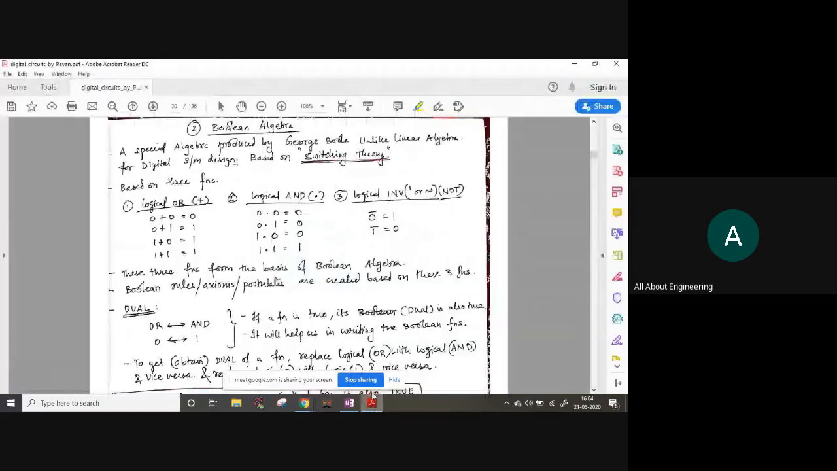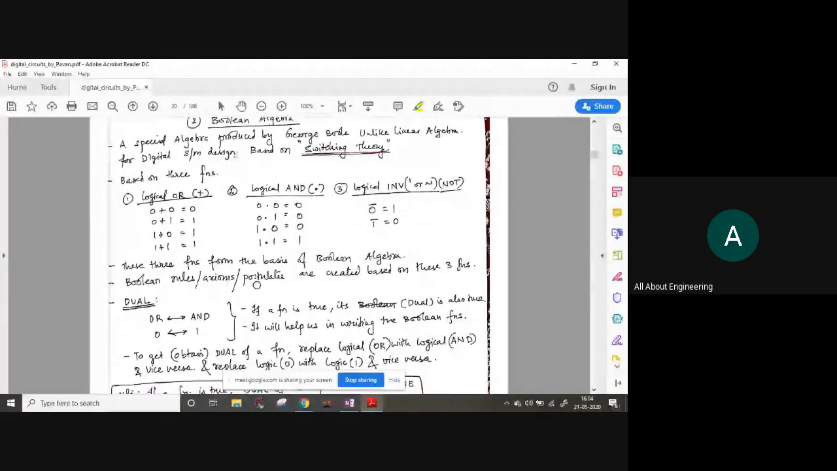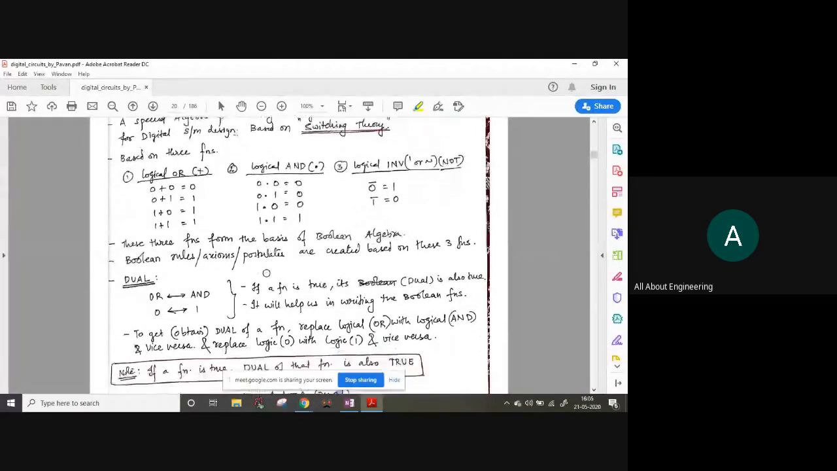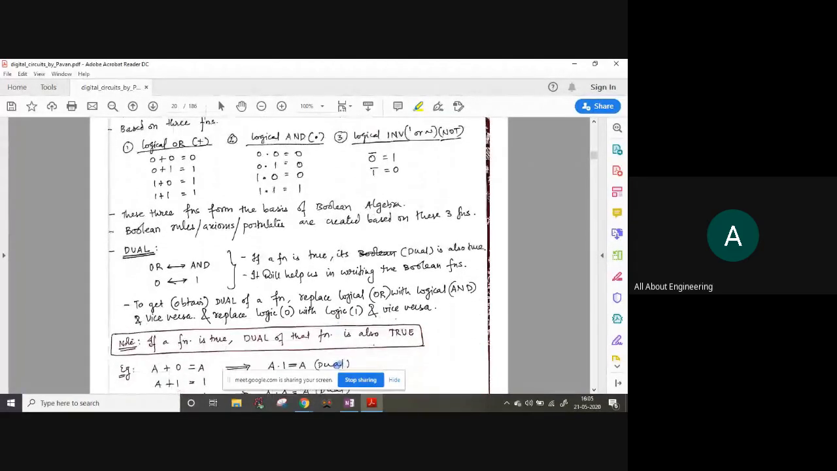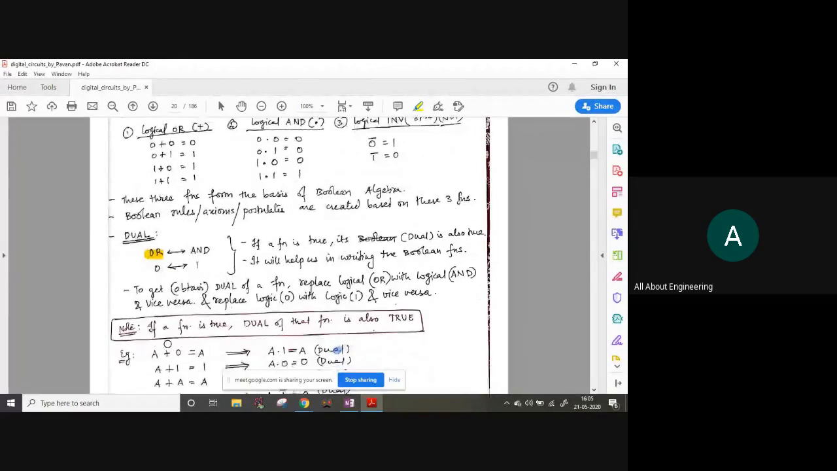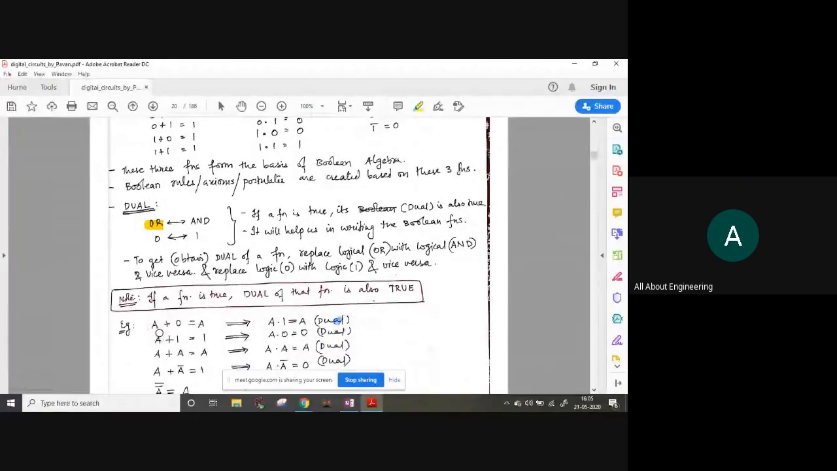Now, after this, we have seen already what is meant by dual and self-dual functions. Dual is nothing but if you replace OR with AND and 0 with 1, then such functions are called dual functions. For example, if you look here, a plus 0 is present. If you replace this OR with AND, or plus with dot, and 0 with 1, these two are called duals.